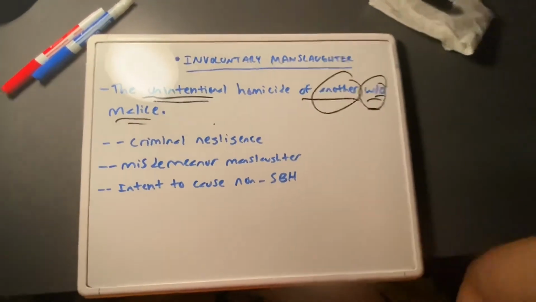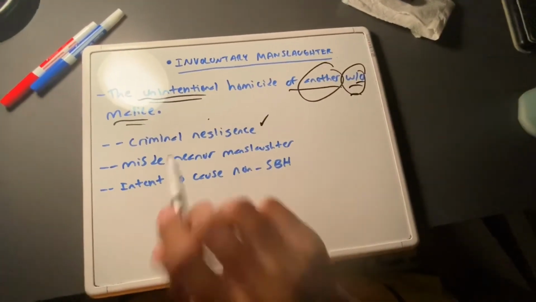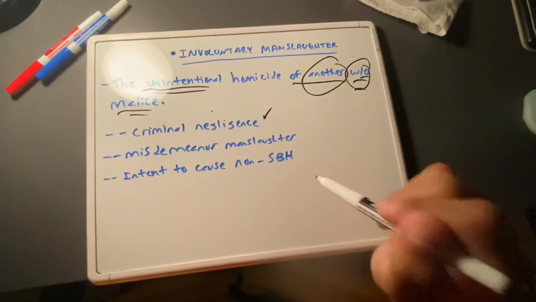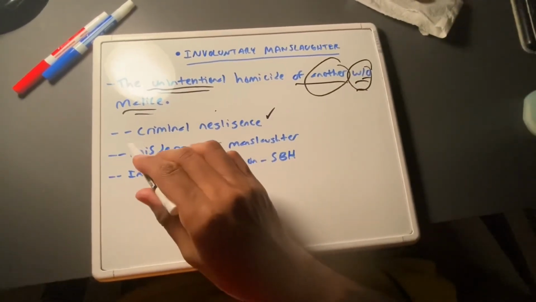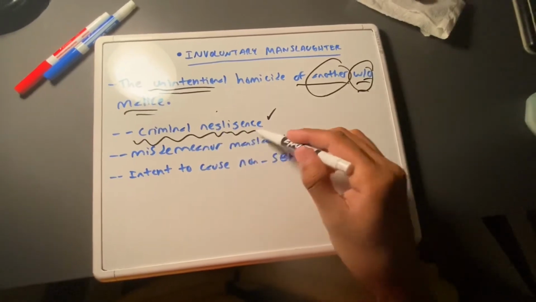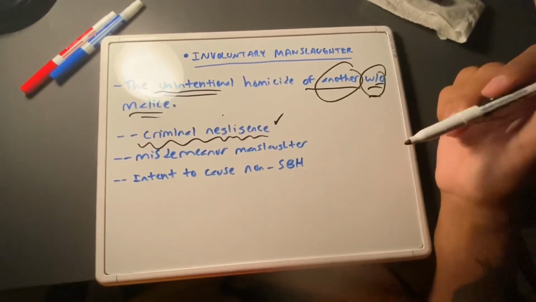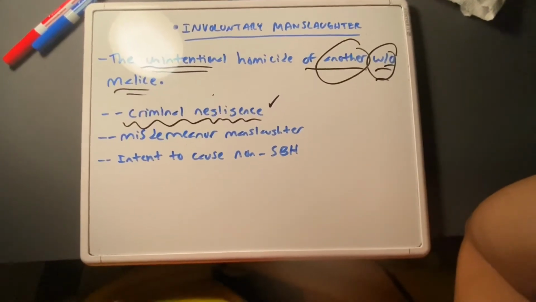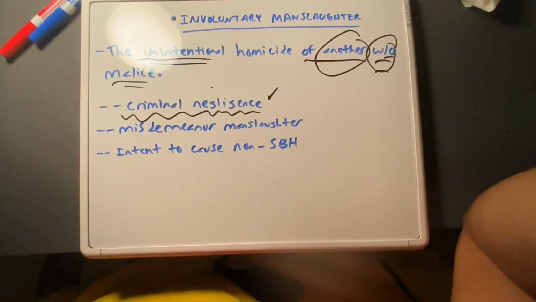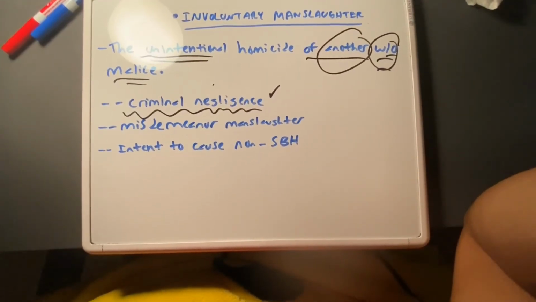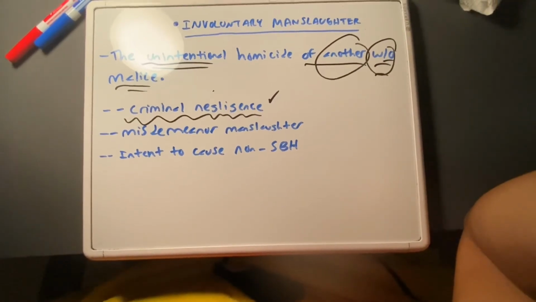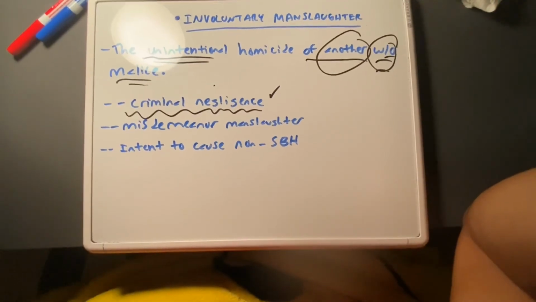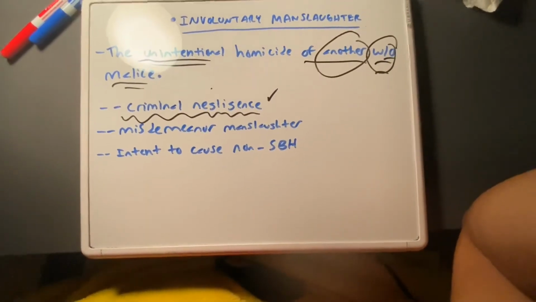An example of this is criminal negligence. We have three types here: criminal negligence, misdemeanor manslaughter, and the intent to cause non-serious bodily harm. So criminal negligence is actually the most popular example, in my opinion, that you will see on your exams or even in real life. Let's just say that a mother feeds her newborn daughter, and she's a very irresponsible mother. Let's say she only breastfeeds her daughter twice a week, and over time the baby's malnourished and dies because the baby is not fed properly.